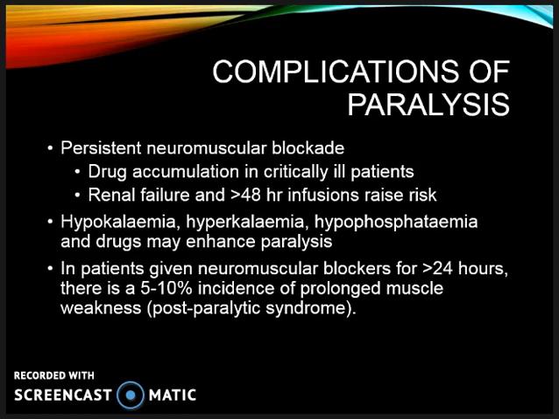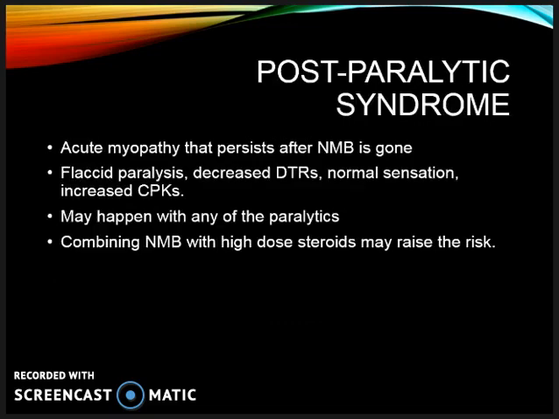Histamines cause bronchospasms. Paralysis associated with prolonged muscle weakness causes post-paralytic syndrome, which can be manifested by acute myopathy and persists even after the neuromuscular blockade is off. It is also associated with flaccid paralysis, decreased DTRs, normal sensation, and increased CPKs. Again, more information about post-paralytic syndrome: combining with high doses of steroids may increase the risk.